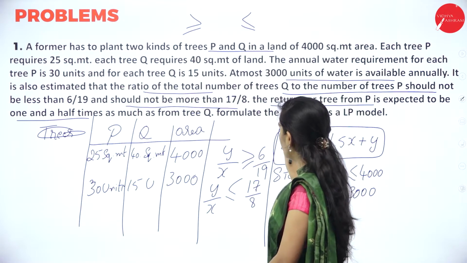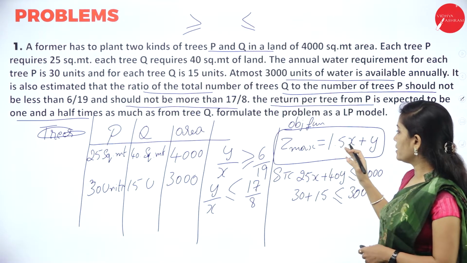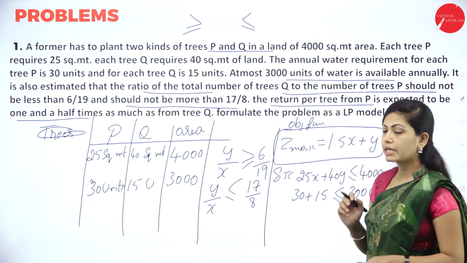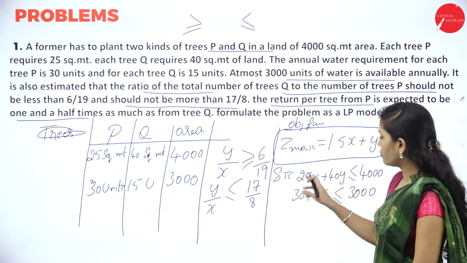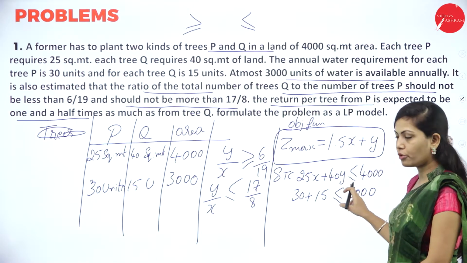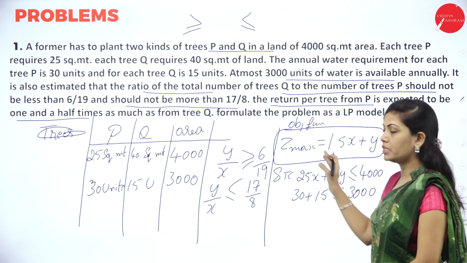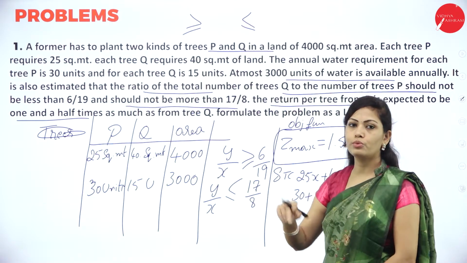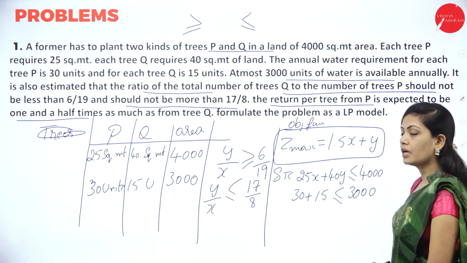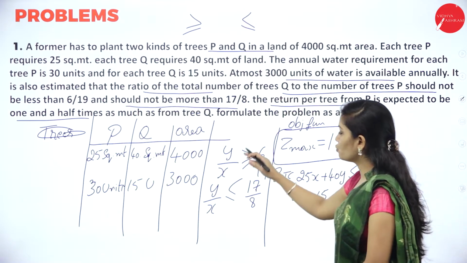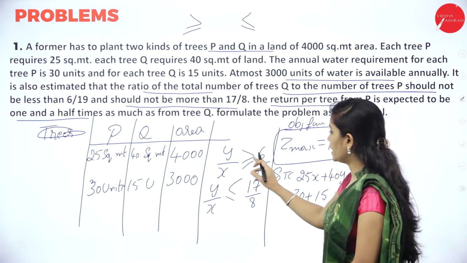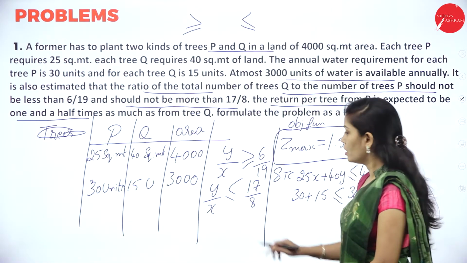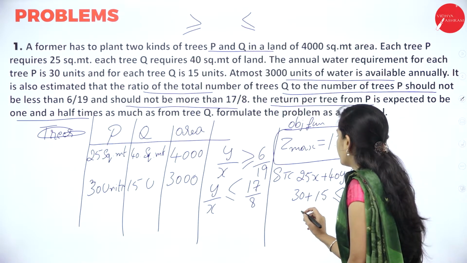So first write the profit, so Z max, that is the objective function, and next you have to write the constraints, subject to constraints. We have two constraints here, 25x plus 40y less than or equal to 4000, that is availability of area, and 30x plus 15y less than or equal to 3000. So these are your constraints, and finally we have two more constraints: y by x is greater than or equal to 6 by 19, and y by x is less than or equal to 17 by 18.